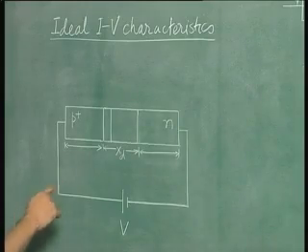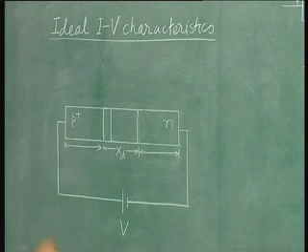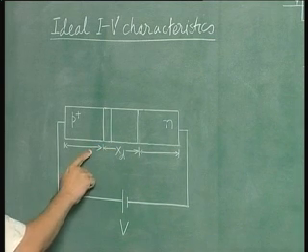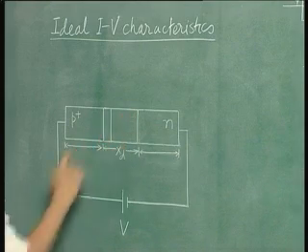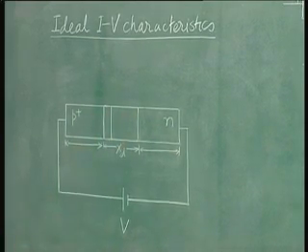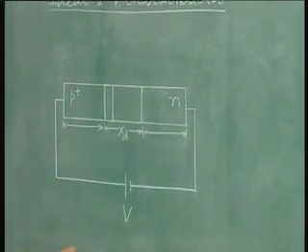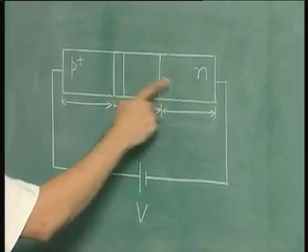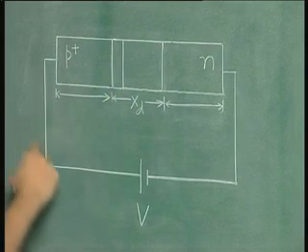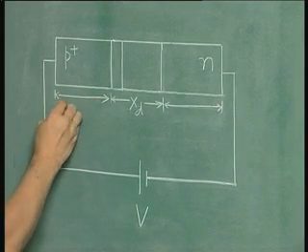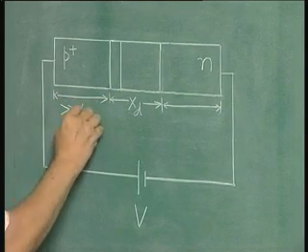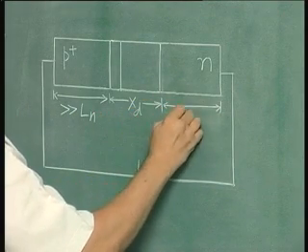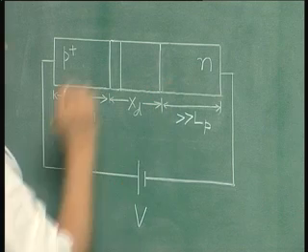Some of the assumptions which we have already made, let me recapitulate: the boundary between the space charge and neutral region, as shown by these lines, is abrupt, the junction itself is abrupt, the p and n regions are uniformly doped, and the widths of these regions are much more than the diffusion lengths. That is, the width of the p region is much greater than the diffusion length of electrons, and the width of the n region is much greater than the diffusion length of holes.